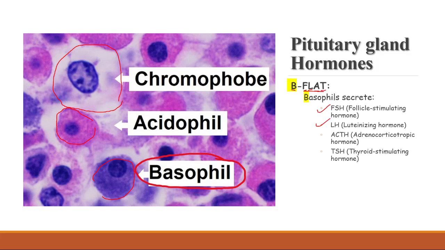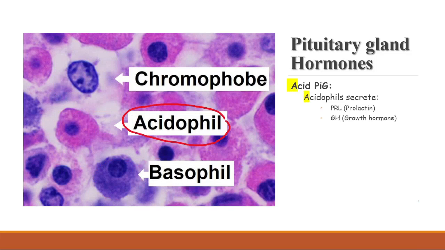And sometimes they ask you about this. They give you a picture like this, and they tell you this cell secretes which of the following hormones, and they give you a different panel of hormones, and you have to select the correct one. I don't know what the clinical importance is. I don't see any clinical importance, but it is what it is. So FSH, LH, ACTH, and TSH are secreted by the basophils.